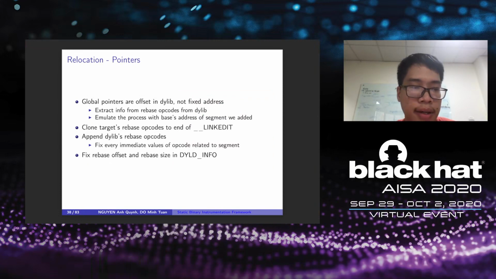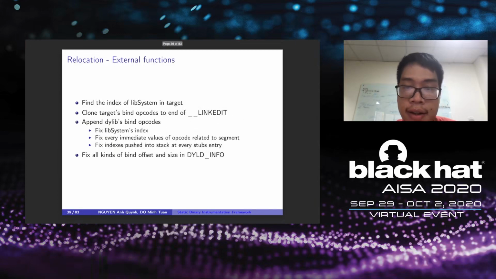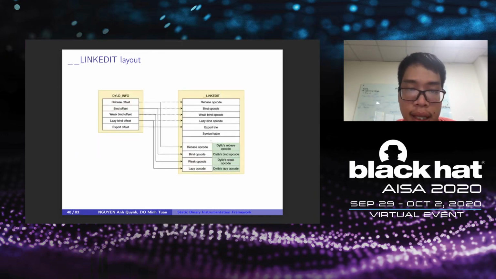So now I have enough ability to control dyld to do what I want. For pointer relocation, I clone the original rebase opcodes to the end of the link edit segment. Then I append the library's opcodes. I also need to fix some information in the segment headers. And I not only do the same for binding opcodes, but also fix libsystem's index and the stack index when pushing arguments. Here is the new link edit layout.